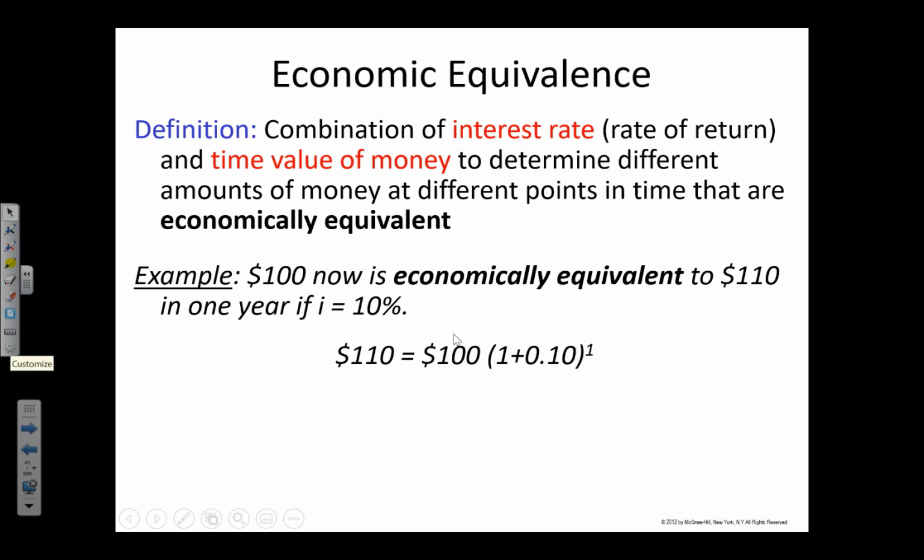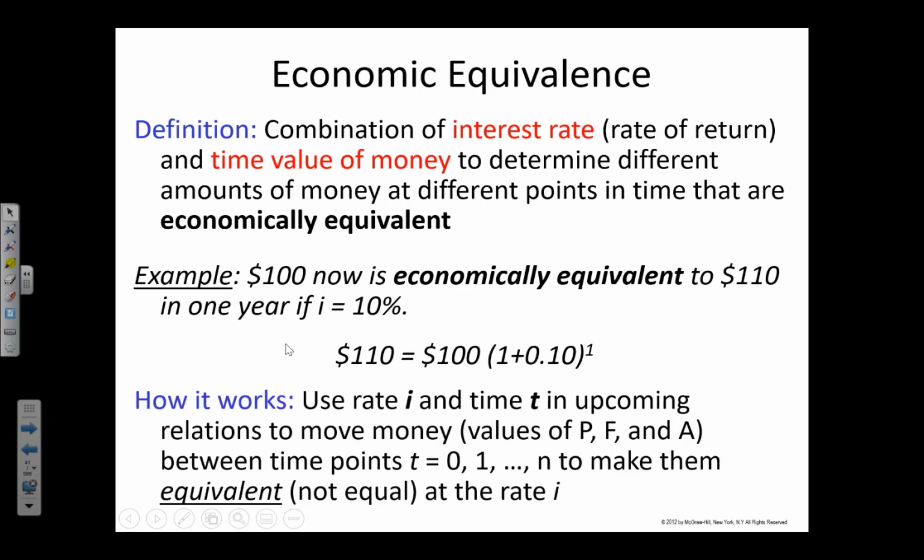P was the amount at the present, which is time 0, and then F is the amount in the future, so 1 year from now. Okay, so any questions about how we've applied that formula? F equals P times (1 plus i) to the n. So you use the interest rate and the time, the number of years, to find economically equivalent amounts. They're not equal amounts. It's just that they have the same value given a certain interest rate and a certain amount of time.